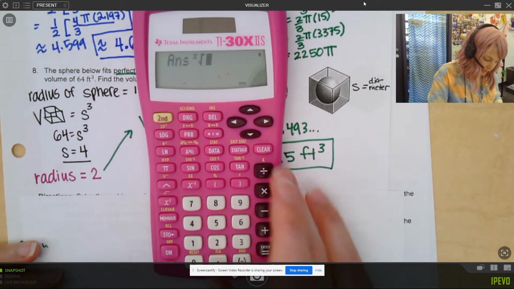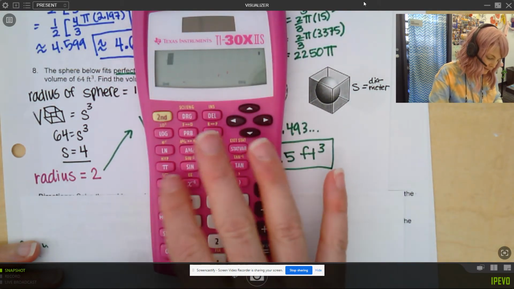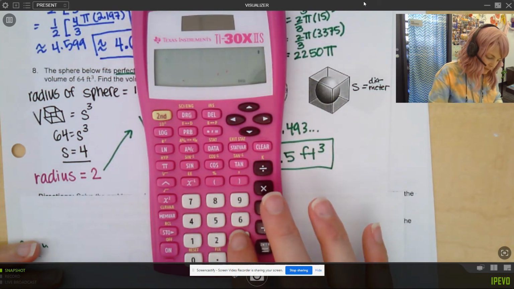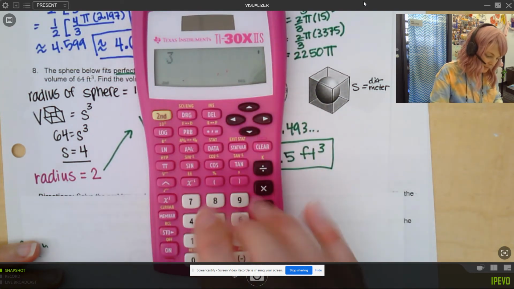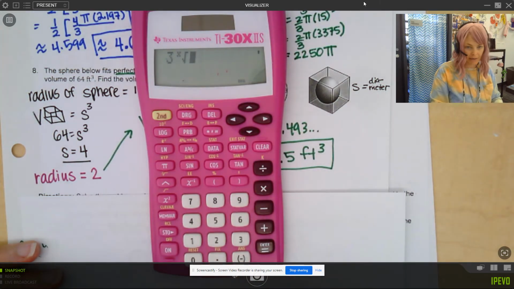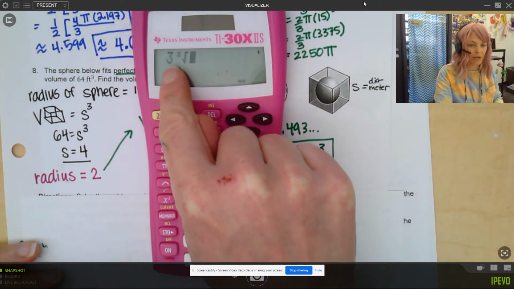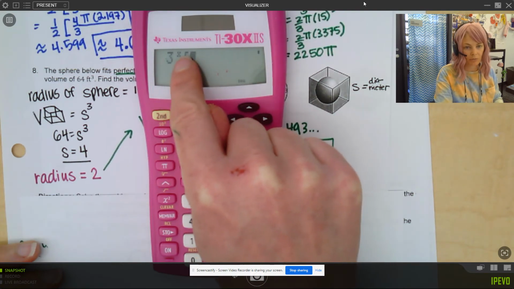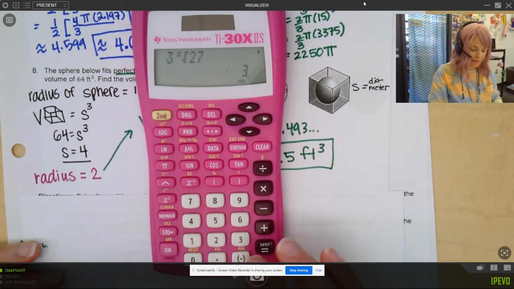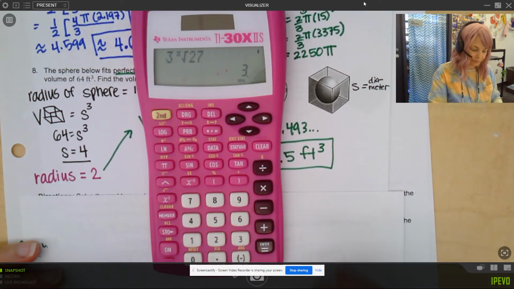And I would put, oops, I put the answer. So second cube root, 3, because we have to say what cube root we're looking for. Then put in the cube root. So we know that we are doing 3 is the cube root, the root number that we're taking, and 27, and then press equals, and we'll get 3.